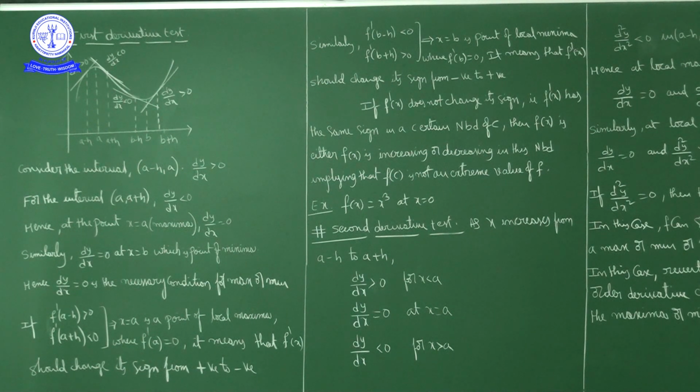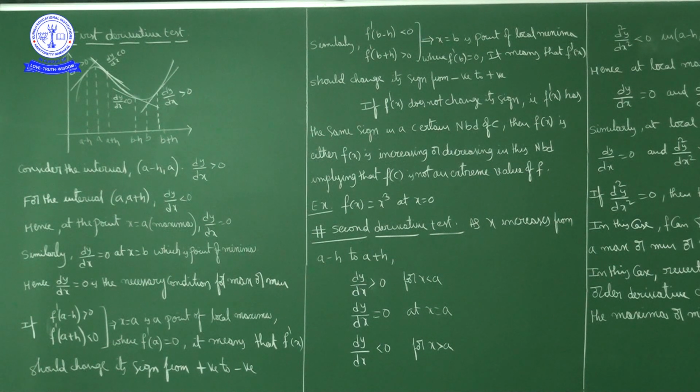When f dash of x does not change its sign, that is, f dash of x has the same sign in a certain neighborhood of c, then f of x is either increasing or decreasing in the neighborhood of c. So in that case, the function does not have any extremum at c. Extremum means f of x does not have a minimum or maximum at x equal to c.